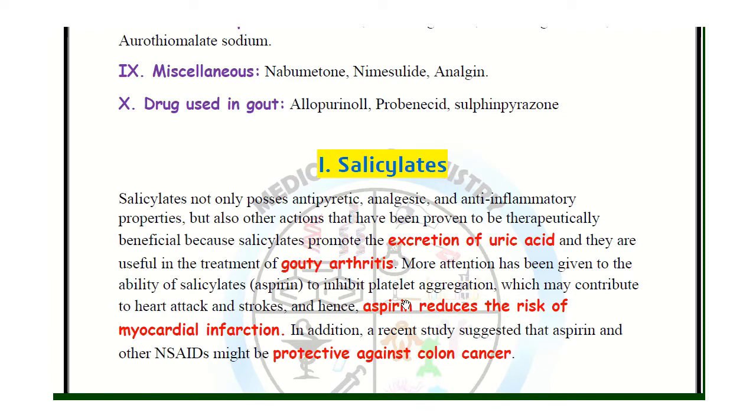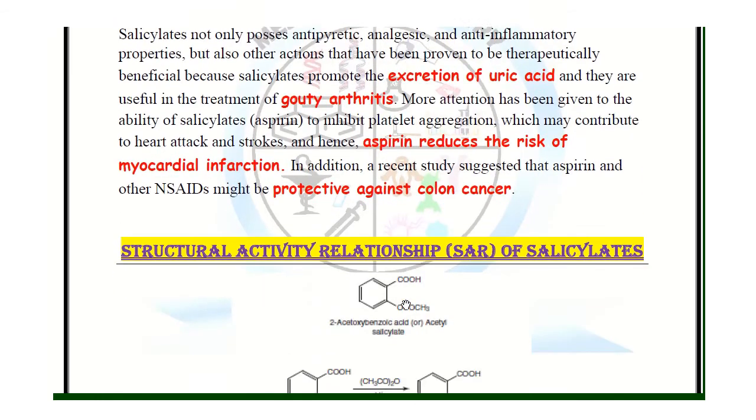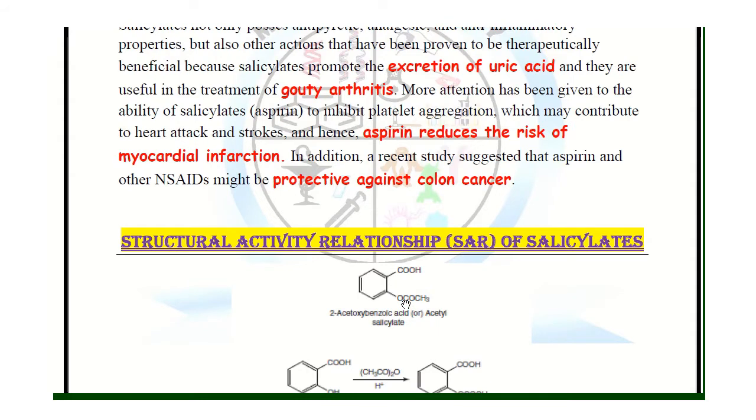In addition, a recent study suggested that aspirin and other NSAIDs that belong to the salicylates class can have a protective role in colon cancer.